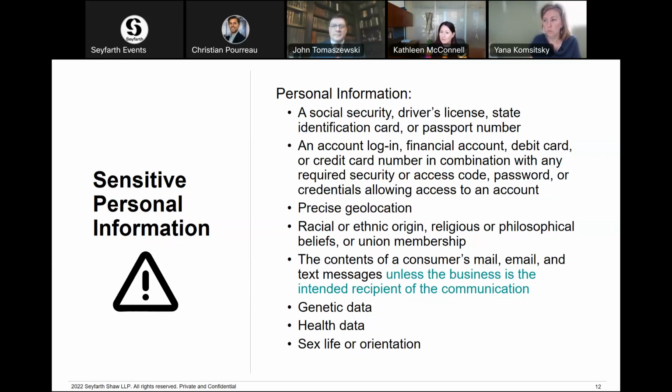Precise geolocation information is considered sensitive personal information. Racial, ethnic, religious, union membership, that all falls within sensitive information. Contents of email and text messages is sensitive information. And then we've also got genetic, health, and sex life orientation data that falls within sensitive. The reason that sensitive personal information is different and you need to be aware of it is that there are some additional requirements around what you need to do and disclose for data that is sensitive as opposed to just more general personal information.